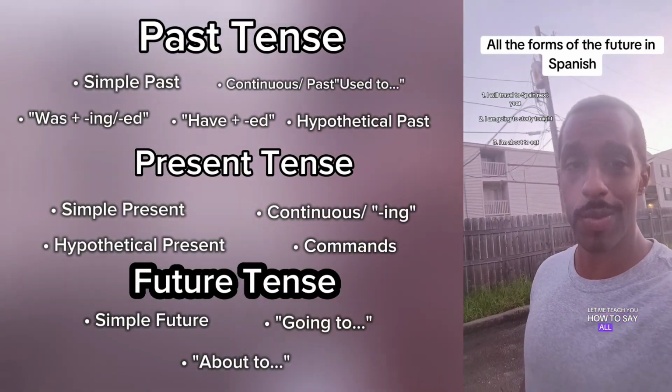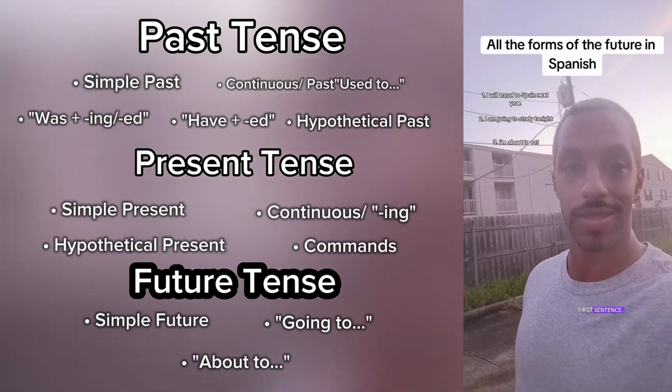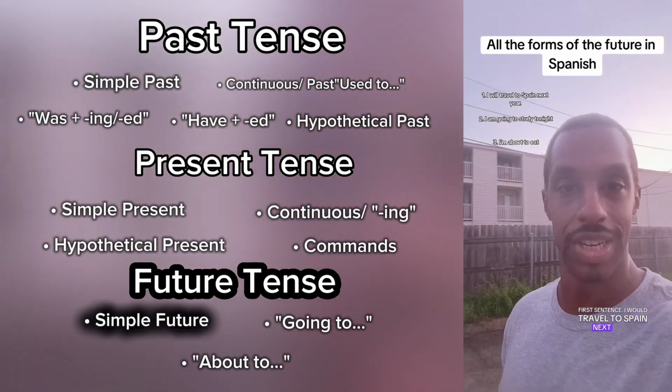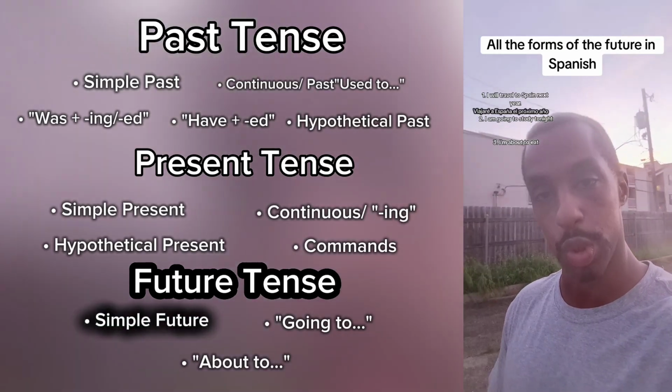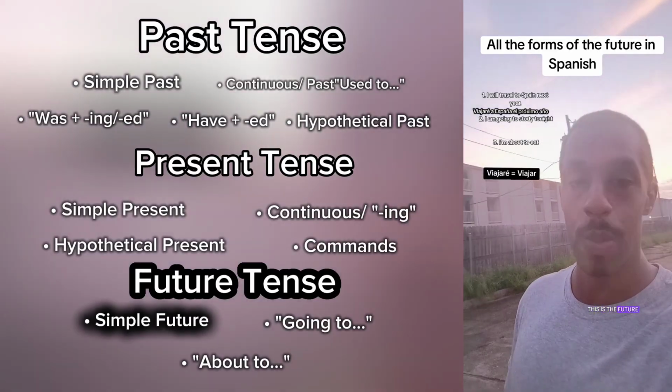Let me teach you how to say all the forms of the future in Spanish. It's going to be a short video because it's really not that hard. First sentence, I will travel to Spain next year. Viajaré a España el próximo año. The word we're going to focus on in this sentence is viajaré. This is the future form of viajar.